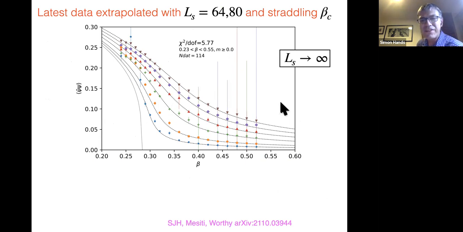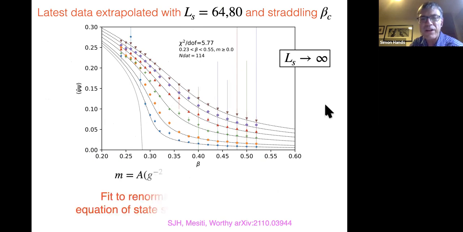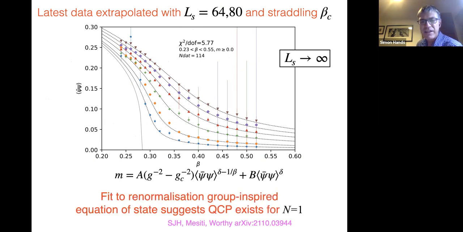Now there's a way of empirically fitting these using an equation of state ansatz. And here's the equation of state I've used. Basically the left-hand side is the bare mass, the right-hand side is the order parameter, the condensate that I'm looking at. And these exponents here, these constants, are what are called critical exponents. The critical exponents characterize the universality class of the quantum critical point.